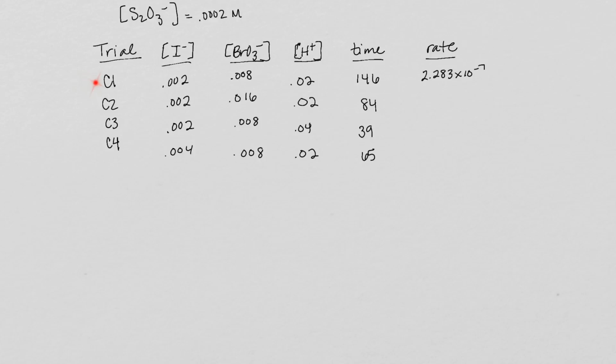If we compare C1 and C2, we see that iodide is constant, the hydrogen ion is constant, and then we see a change with the bromate. We've doubled the concentration of bromate. So we can compare C1 and C2 in order to find the order with respect to bromate. We're going to need to know the rate of this one too, so let's go ahead and do that. We have 0.0002 divided by 6 times our time in seconds, which is 84, and this is going to equal 3.968 times 10 to the minus 7th.